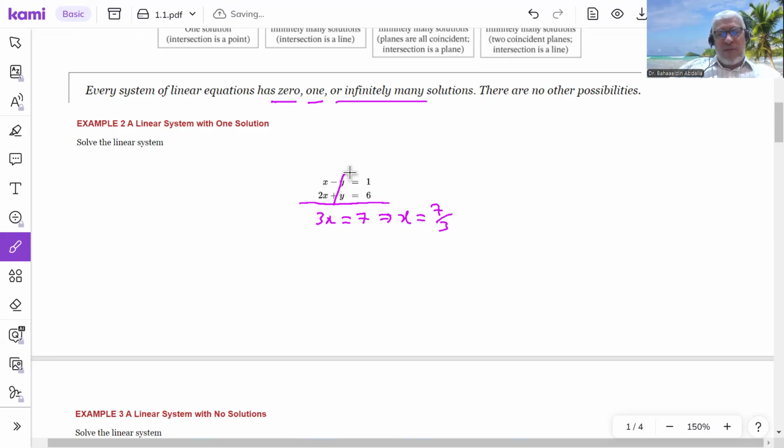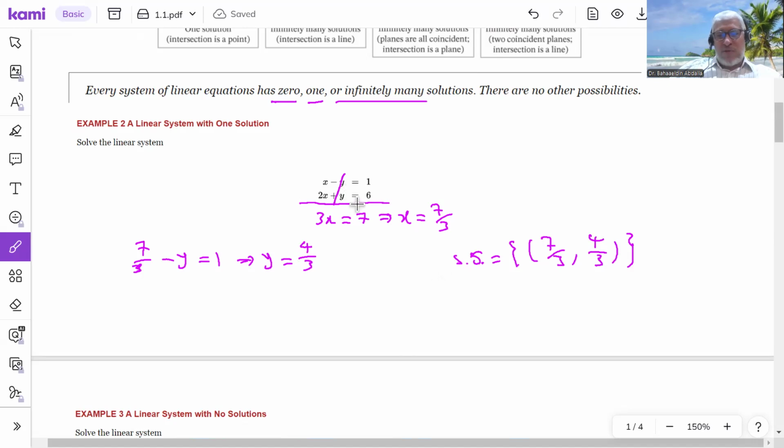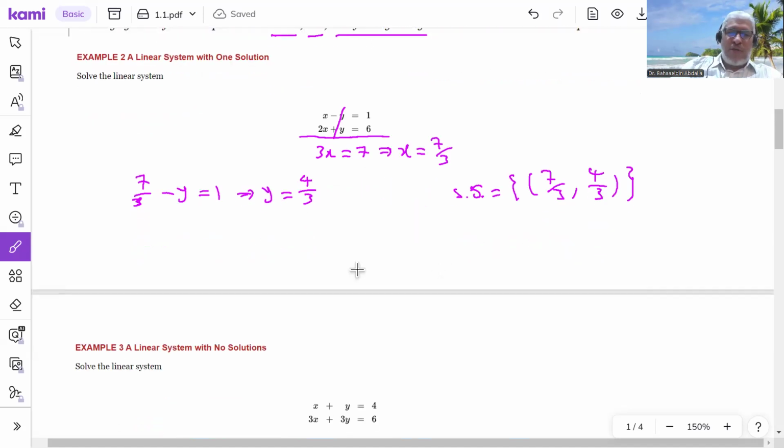And we can replace x in any of the two equations. For example, in the first equation, 7 over 3 minus y equals 1. So we find that y equals 7 over 3 minus 1, or just 4 over 3. So the solution set in this case is one solution. The value of x is 7 over 3, and the value of y is 4 over 3. And this is the intersection point between the two lines, and it's a point in the plane.